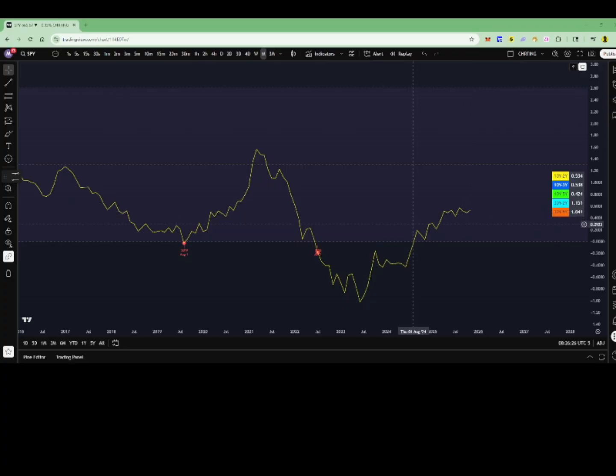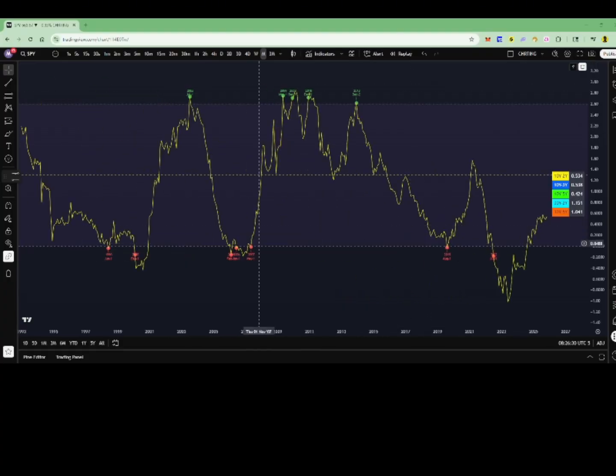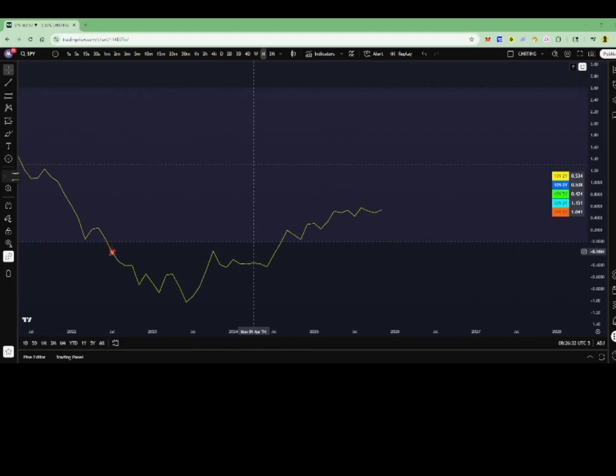Right now, historically, a recession will happen after you cross the zero line, between 6 and 19 months. It might be way earlier than that, it might be a little later, but that's when a recession usually happens.